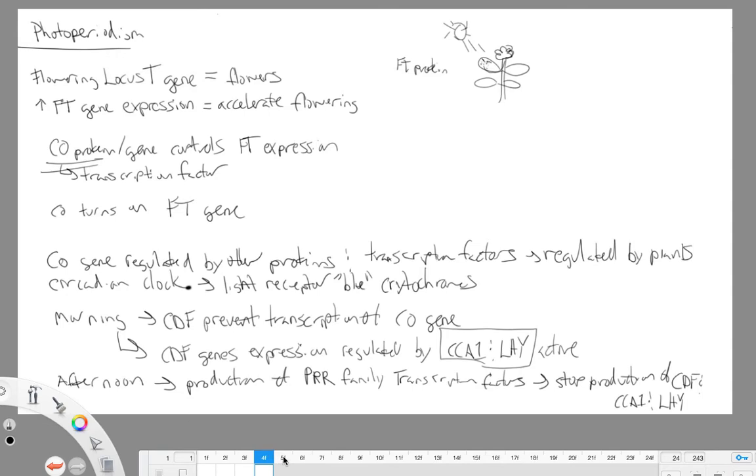Now, this all deals with the turning on and off of the gene, right? So these things prevented this gene from turning on to making protein. These PRRs turn these off, etc. We also have what is referred to as post-transcriptional regulation. And I'll get over to here.